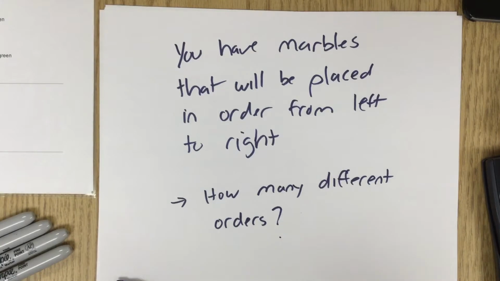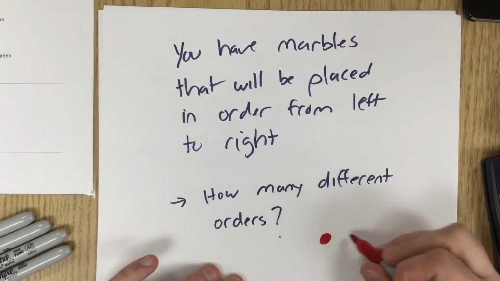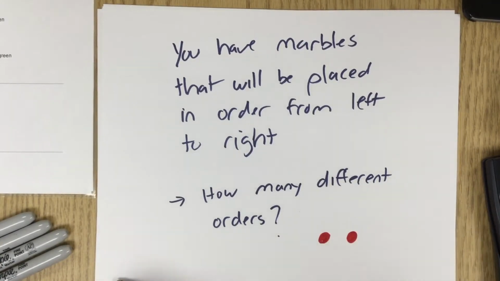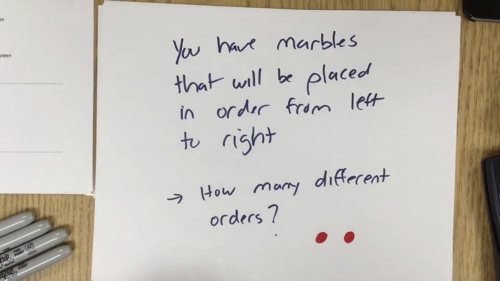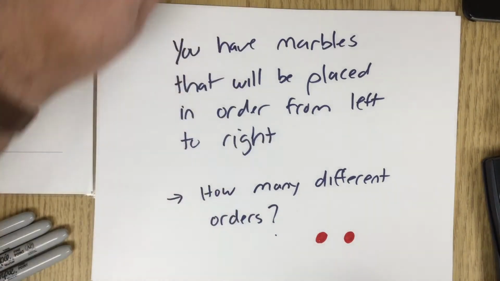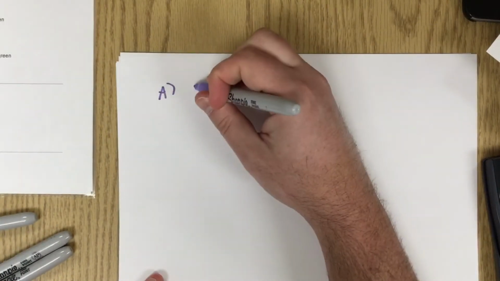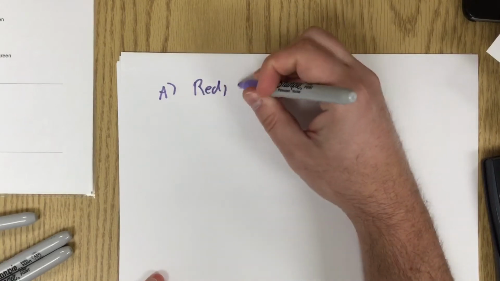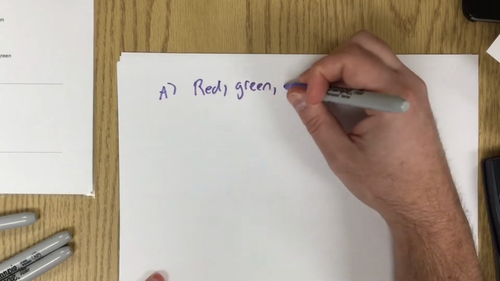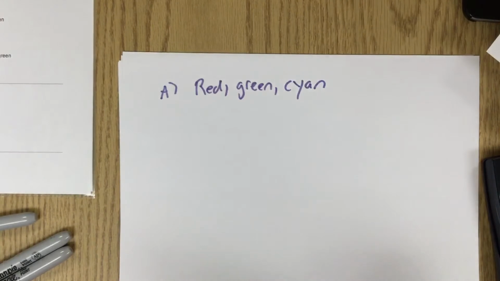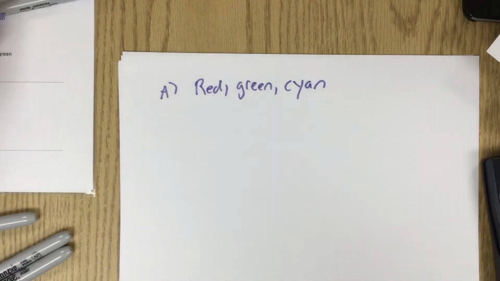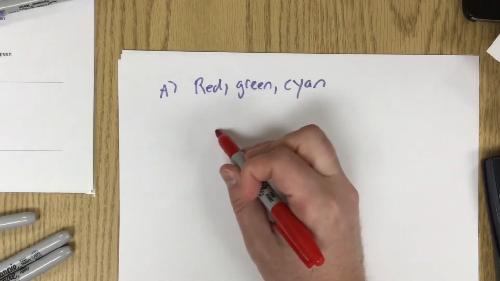So if you have a red marble and you have another red marble, there's really no way to tell them apart. They're just two red marbles. Okay, so let's do this. Let's say we had a red marble, a green marble, and a cyan marble. The color of not getting much oxygen. So there's 3 marbles, and we're lining them up.